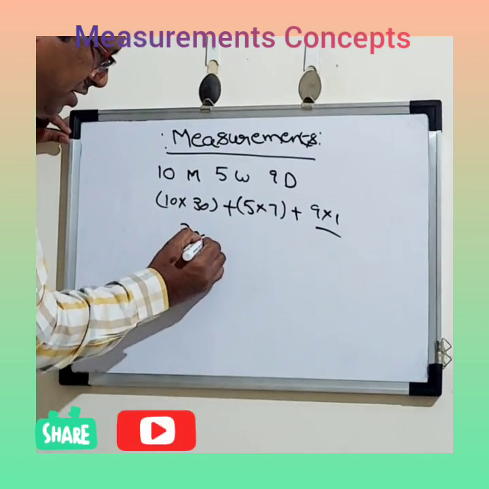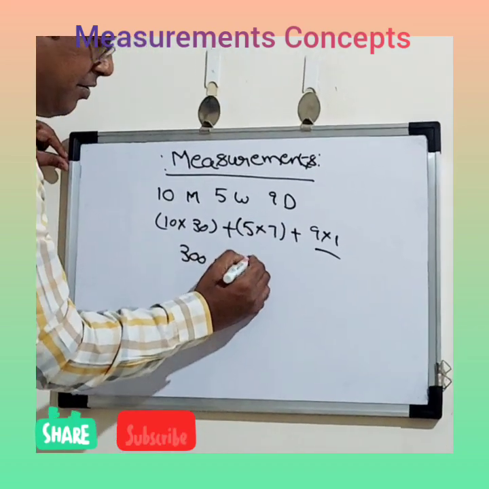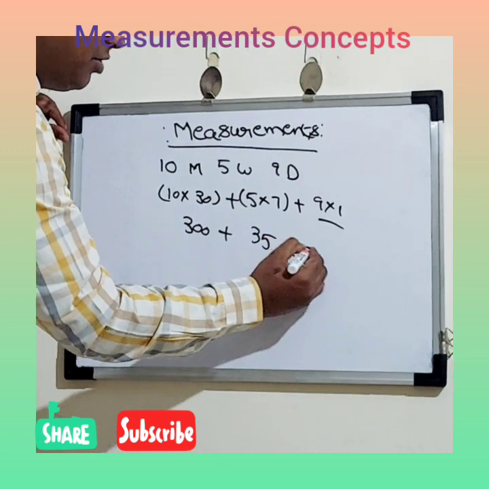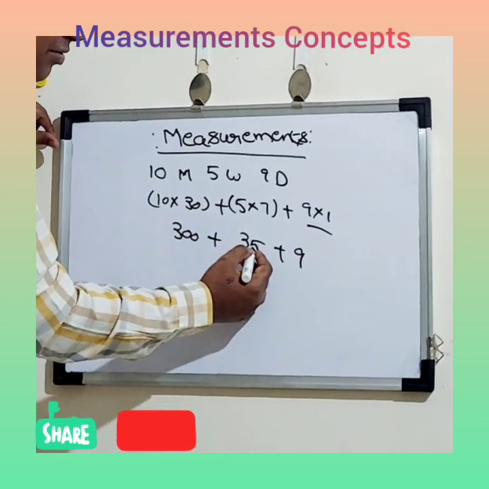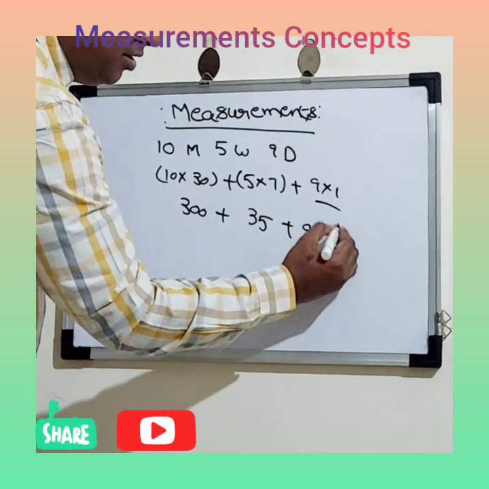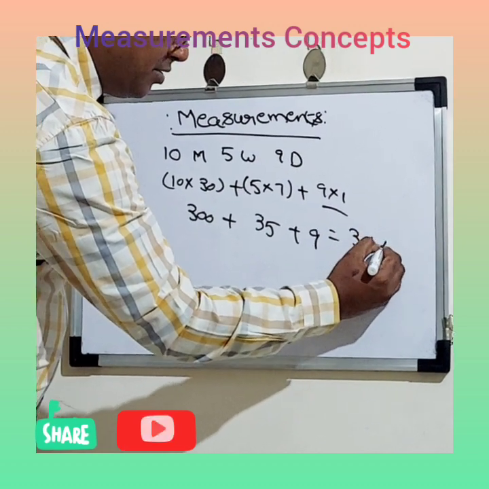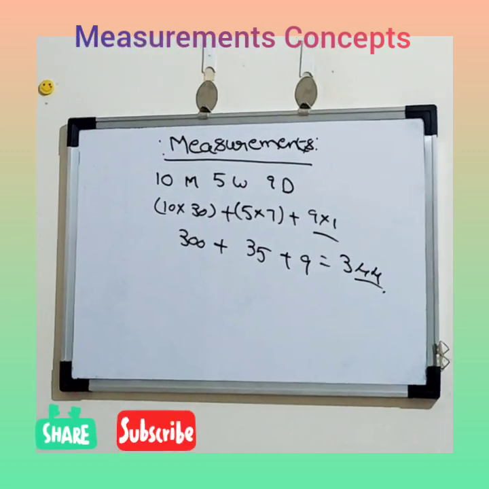So 10 threes are 30 and 0, that is 300, plus 5 sevens are 35. And 9 ones are 9. 300 plus 35, that is 335, plus 9, 344 days. Okay. How much time did it take? It took less than a minute.